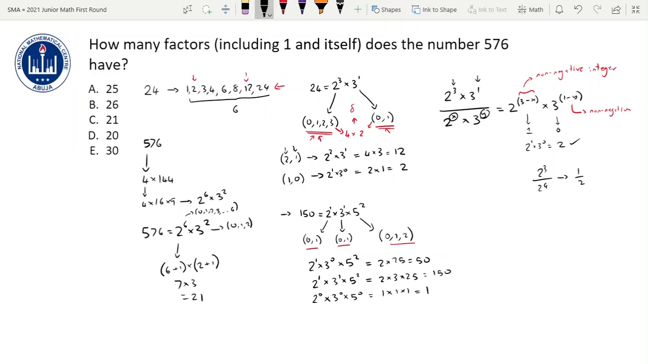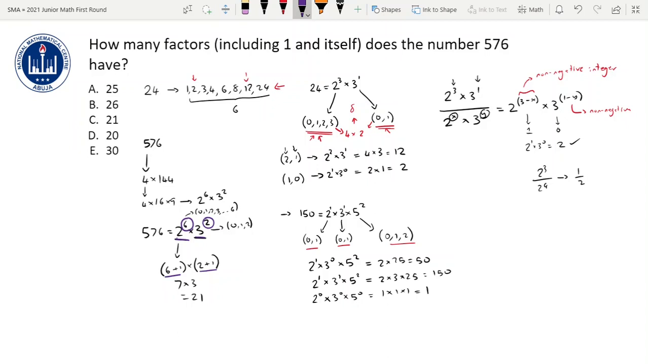Let me just go over how to do this again. The first step will be to write down the number as a product of its prime factors, which we did here. We wrote it as 2 raised to the power 6 times 3 raised to the power 2. The next step will be to look at each of these powers. So we have 6 and we also have 2. Then you're going to add 1 to each of these powers. That's what we did here to have 6 plus 1, and for 2, we had 2 plus 1. And then multiply those together.